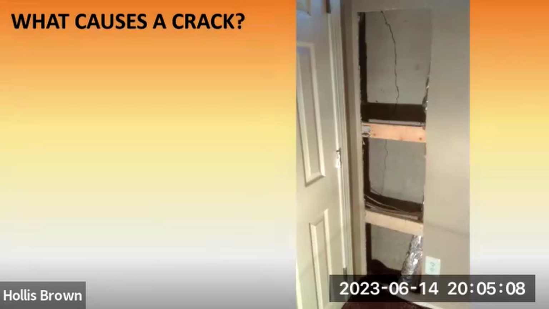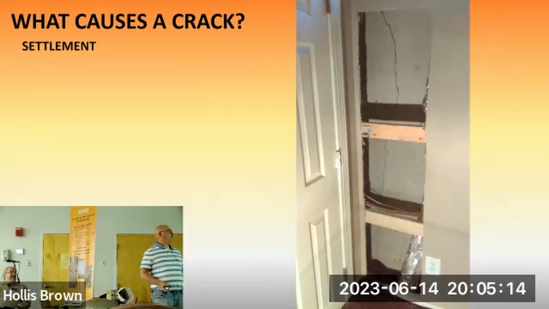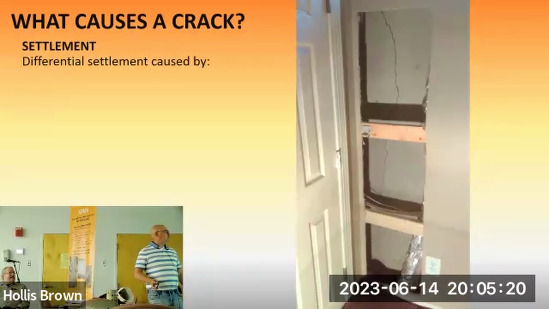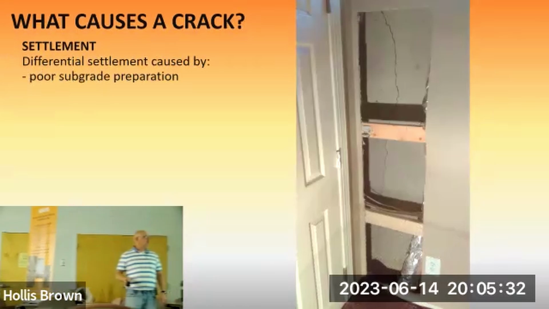A lot of my customers ask me what causes a crack. There's three things that typically cause a crack. One is settlement. We're all familiar with differential settlement. Differential settlement is caused by poor subgrade preparation. They don't compact it properly or use the improper soils, or there's too much moisture in there when they try to compact it.